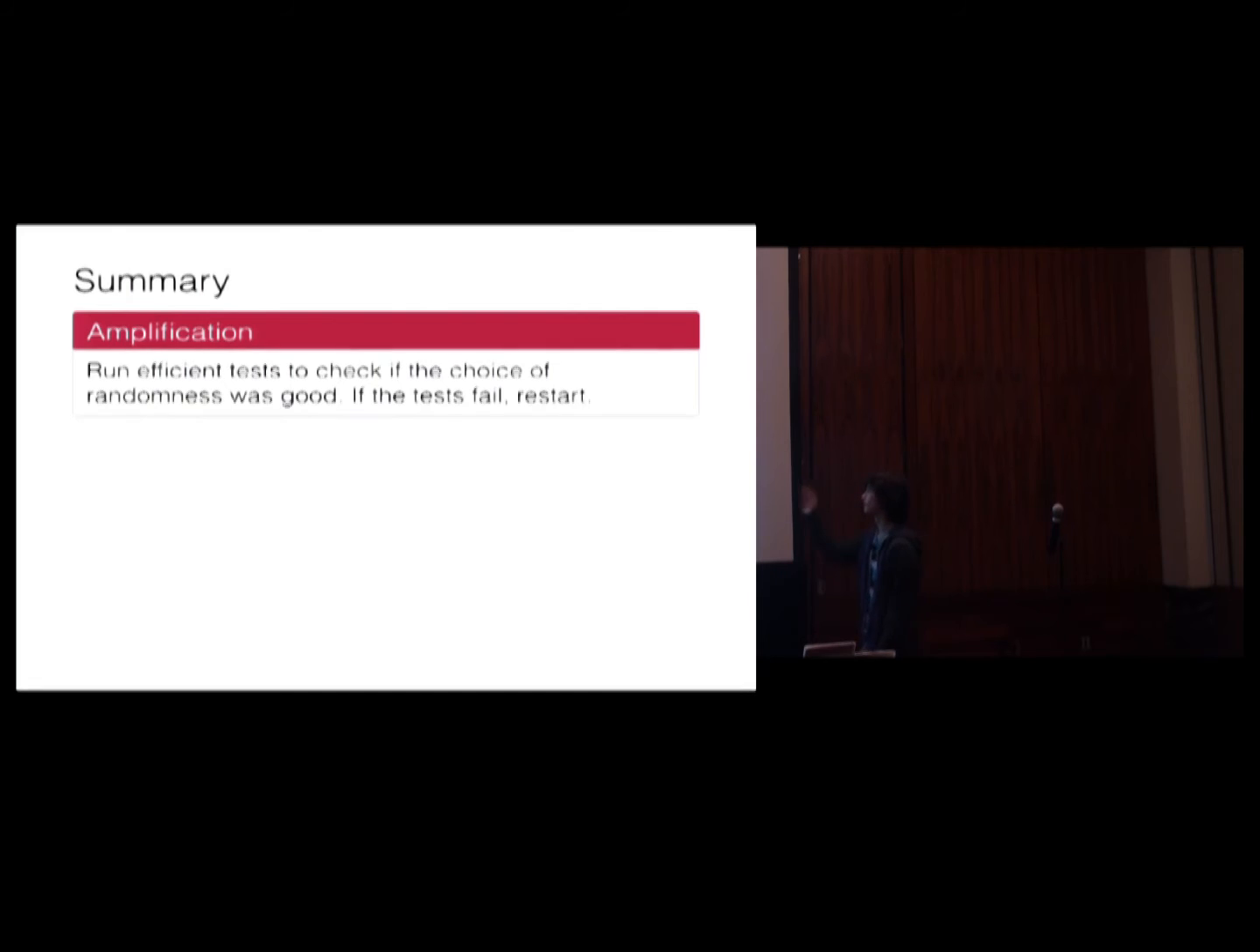To summarize, there was the amplification step. There's the amplification-like technique, where we ran efficient tests to see if our randomness was good or not. The takeaway there was that if you want to amplify an algorithm and you don't want to use repetition, another thing you can do is try to create these quick, efficient tests to see if your randomness is good, and then you'll automatically get your algorithm amplified without much slowdown in your runtime.